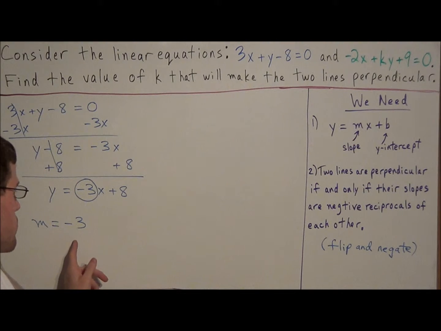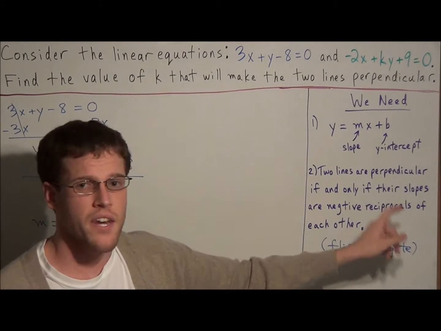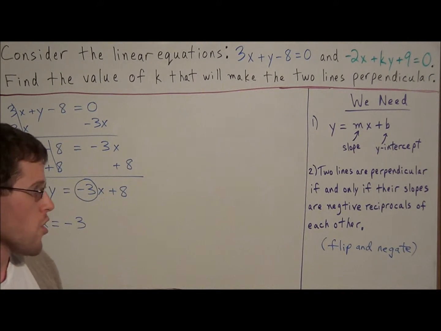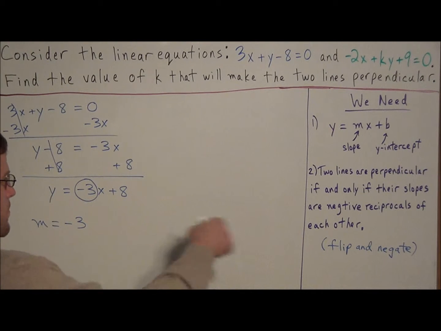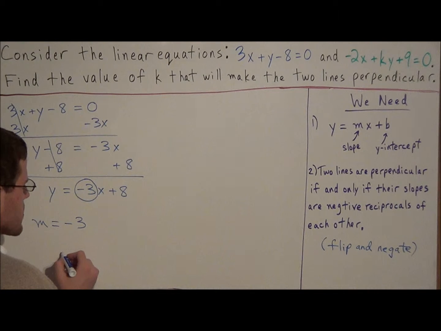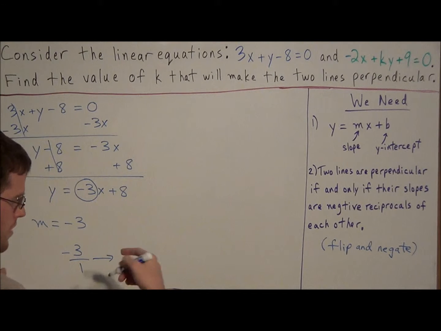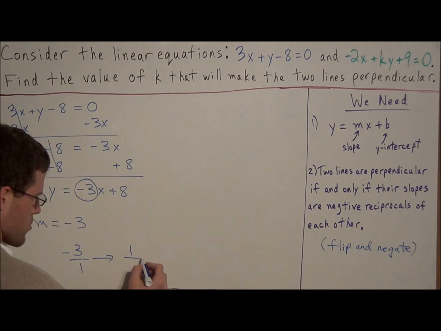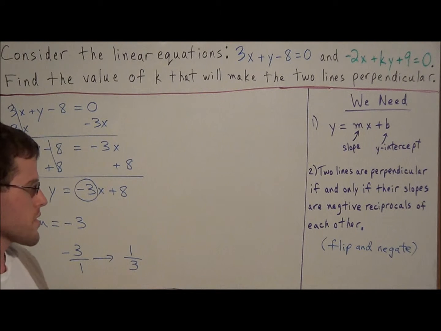So using this slope of negative 3, we're going to apply it to the theorem, and we're going to find the negative reciprocal of negative 3. We're going to take this number and flip and negate it. To flip and negate a number, it's better to write it as a fraction. So notice we can write negative 3 as negative 3 over 1. Now we're going to flip it to 1 over 3, and negate it. But since the number was negative to start with, the result is going to be positive.